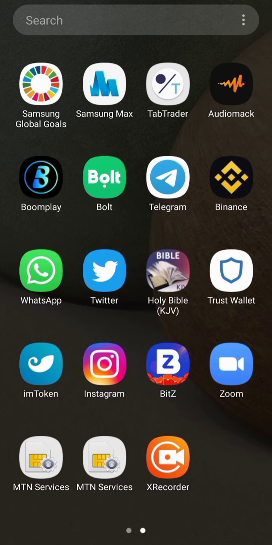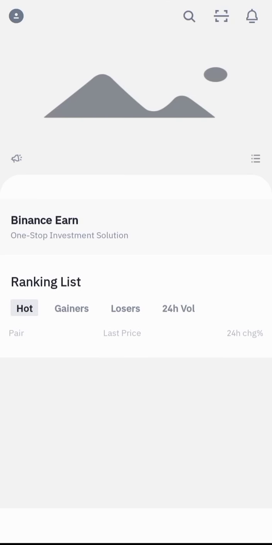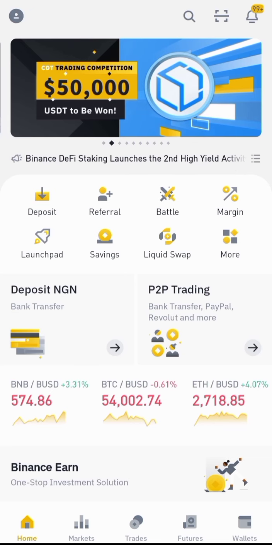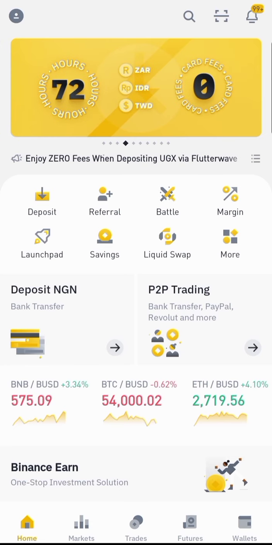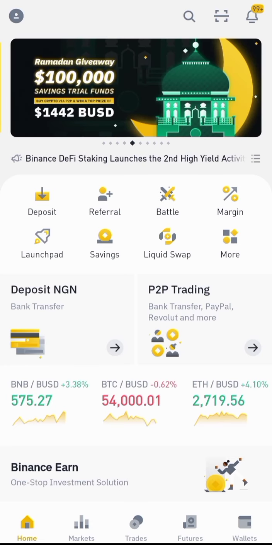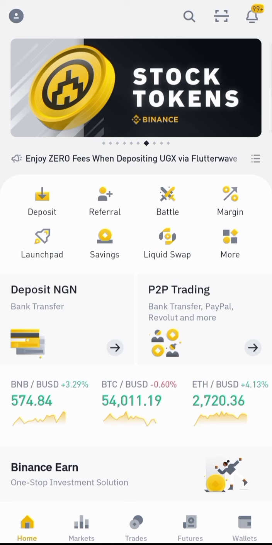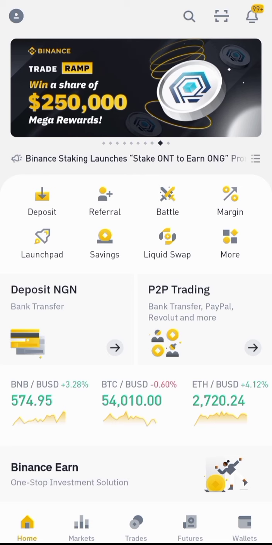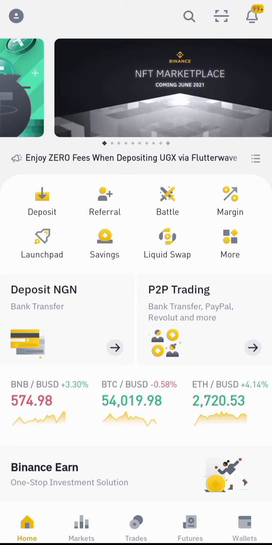All right, so this is Binance on my device here. As you can see, this is the home interface, and our concern today is how to place an order on the spot market. So you have funded your account via the P2P market with USDT, Ethereum, Bitcoin, or whatever cryptocurrency you wish to fund your account with. Okay, so after doing that, let's say you want to buy Dogecoin.